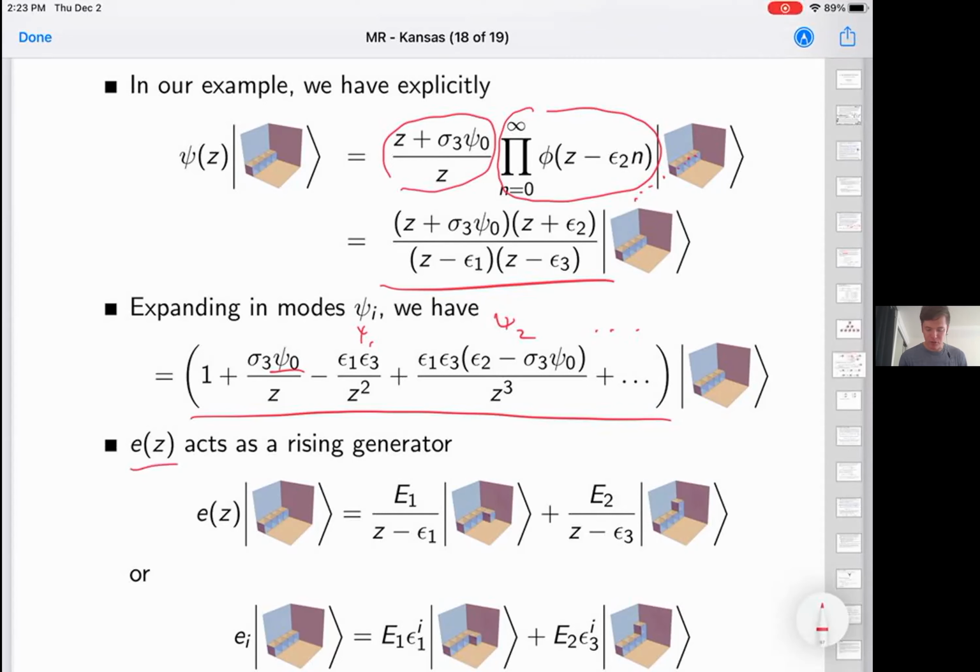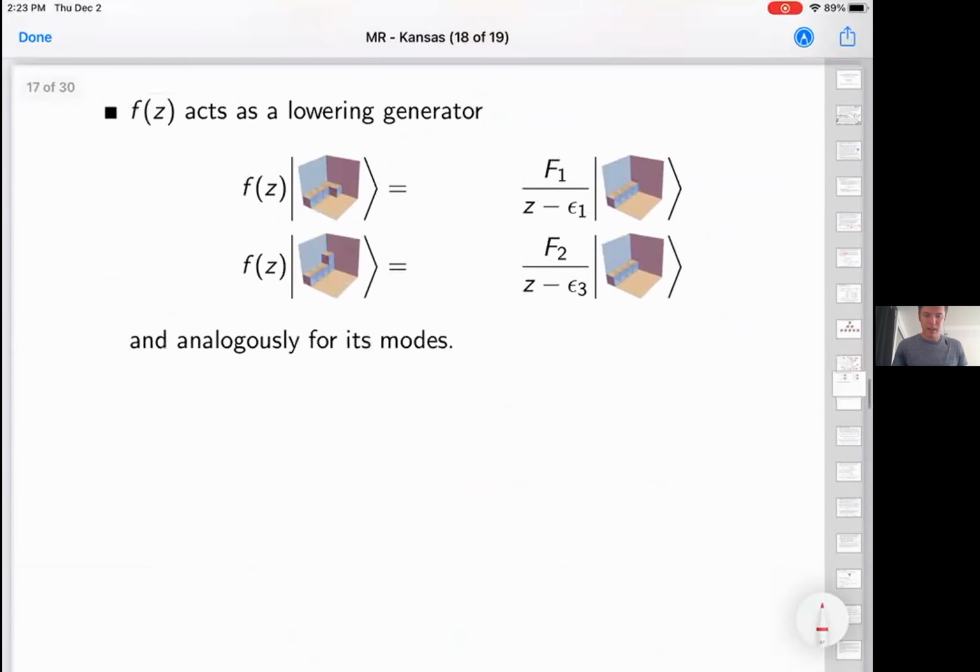Similarly, E(z) acts as a raising operator. So starting with the vacuum configuration, we get a sum of two states by the action of E, proportional to 1 over z minus epsilon 1, because the position of the first added box is at 1, 0, 0, or here 0, 0, 1. And there is this extra numerical factor, which is the square root of the residue. And one can write down an analogous expression for the F generators as well.